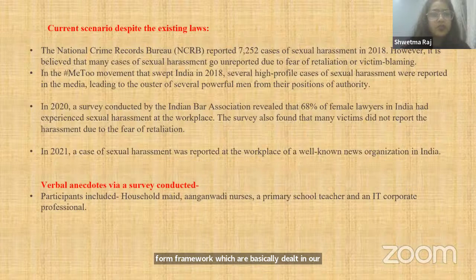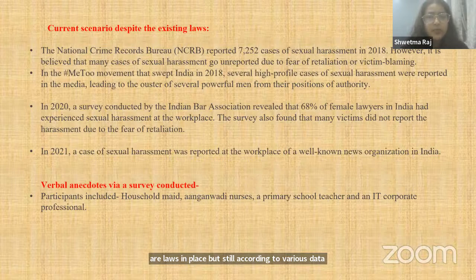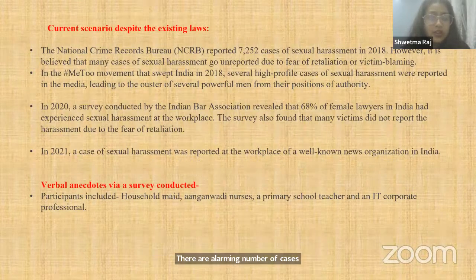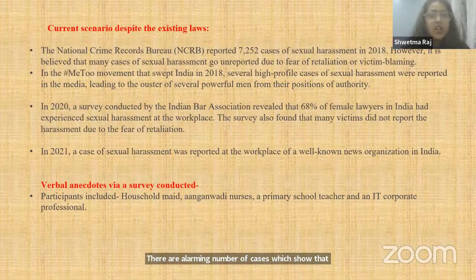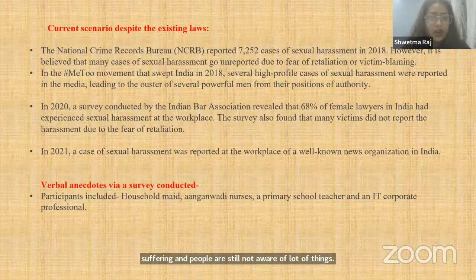Then I have mostly tried to focus on the current scenario despite the existing laws. Though there are laws in place, according to various data by NCRB or the survey conducted by the Indian Bar Association, there are an alarming number of cases which show that on the ground, people are still suffering and people are still not aware of a lot of things. So mostly my research and analysis would be around this.